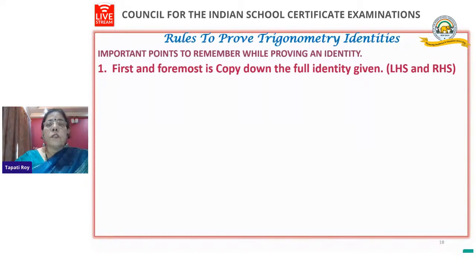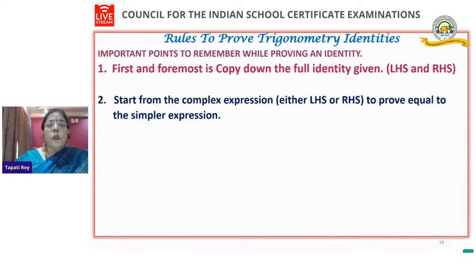First and foremost is copy down the full identity given. So you have understood the importance of copying down the identity, because you are always looking at the right hand side or the left hand side to see what you are aiming at. So next time, don't forget to copy the full sum down.